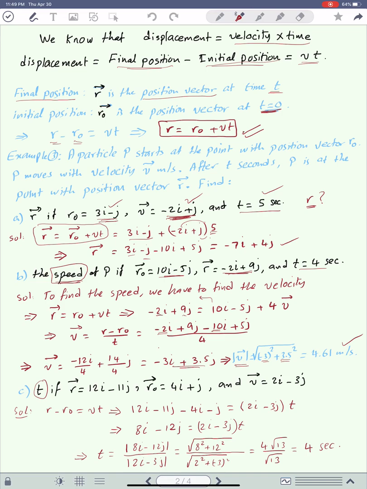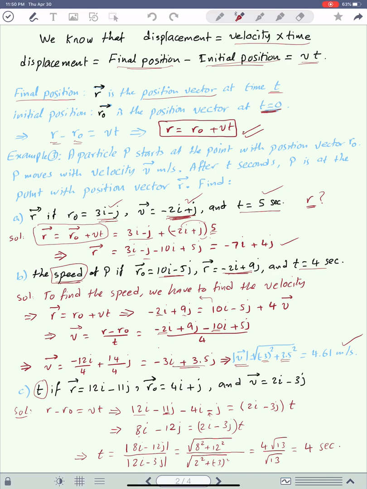So since we are given vectors, we write everything using the formula r minus r0 equals vt. r is 12i minus 11j minus r0, so it will be minus 4i minus j, is equal to 2i minus 3j times t. By simplifying this, 12i minus 4i is 8i, minus 12j, is equal to 2i minus 3j times t.